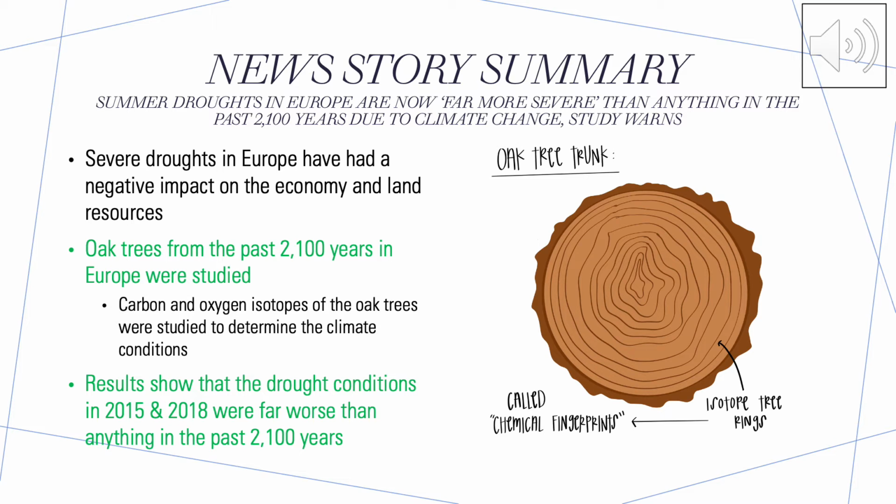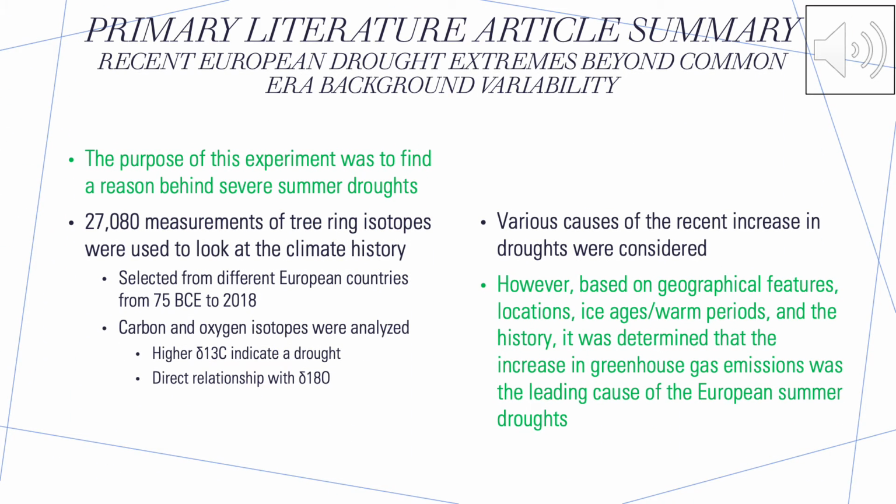Over the 2,100-year period, the tree ring isotope data showed that there were wet summers, such as in the years 8200, 720, and 1100, and very dry summers, such as 8040, 590, 950, and 1510. The purpose of this experiment was to find a reason behind the severe and recent summer droughts in Europe. The droughts have a negative consequence on the economy and other areas.